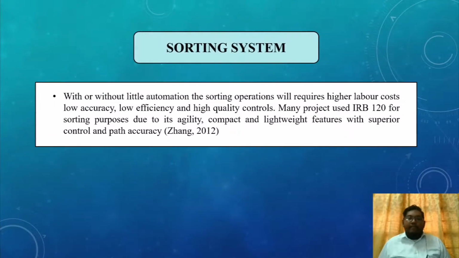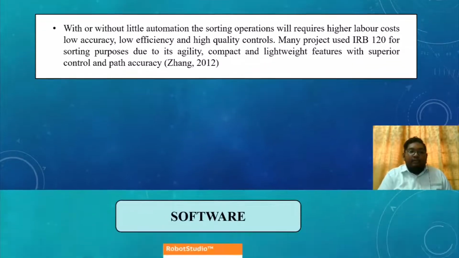Based on research gathered from other sorting systems, manufacturers require workers to run instruments manually for sorting and also to combine semi-automatic and manual equipment involved in the sorting system process. With little or no automation, the sorting operation will require higher labor costs, low accuracy, low efficiency, and high quality control. Many projects use IRB 120 for sorting purposes due to its agility, compact and lightweight features with superior control and accuracy. This was proven by Zhang's article, which was released in 2012.